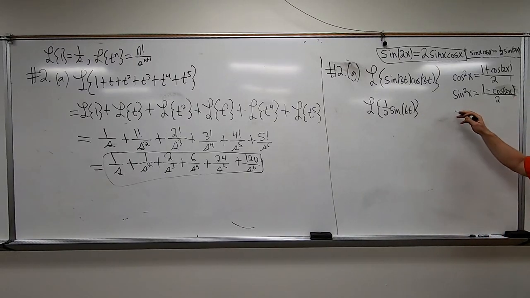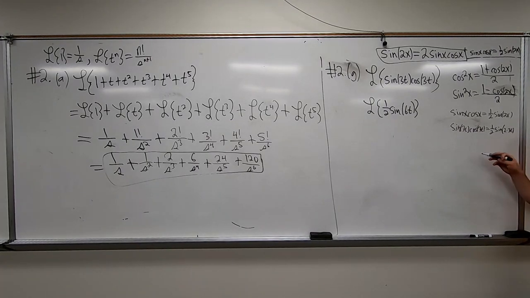Let me show the work here. If you have sine x cosine x equals 1 half sine 2x, and you replace x with 3t, you get sine 3t cosine 3t equals 1 half sine of 2 times 3t, and then 2 times 3t is 6t. Let's just show all the work.